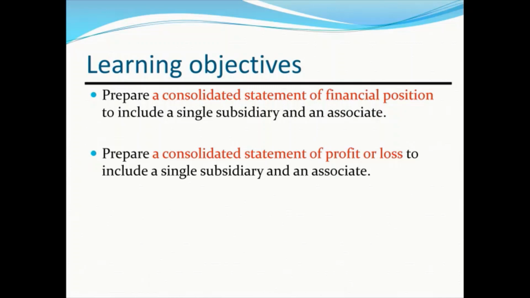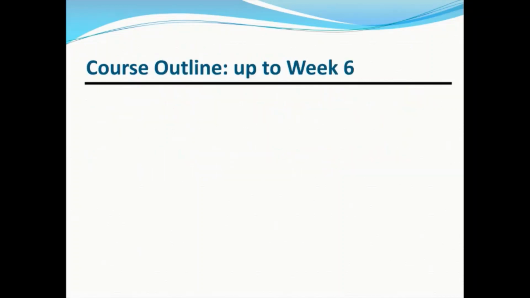The main learning objectives that we are covering today include two main objectives. The first one is about how to prepare a consolidated statement of financial position, which includes a single subsidiary and an associate. And then we'll move to the second learning objective, which is the preparation of a consolidated statement of profit or loss, including an associate and also a single subsidiary.